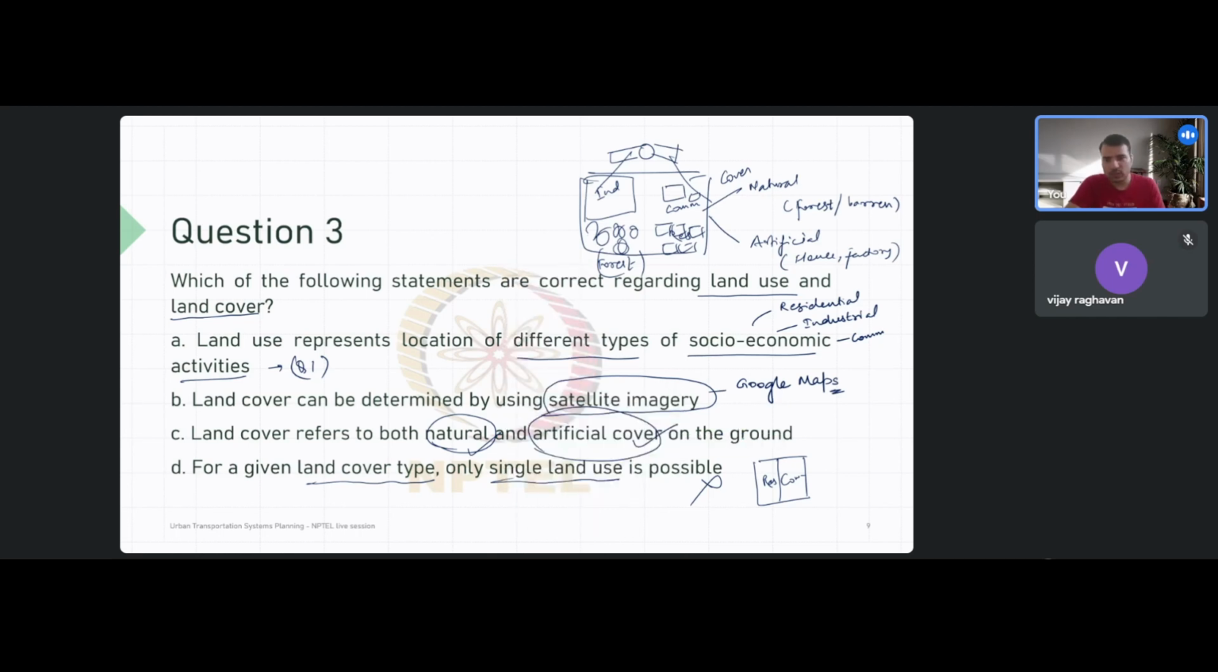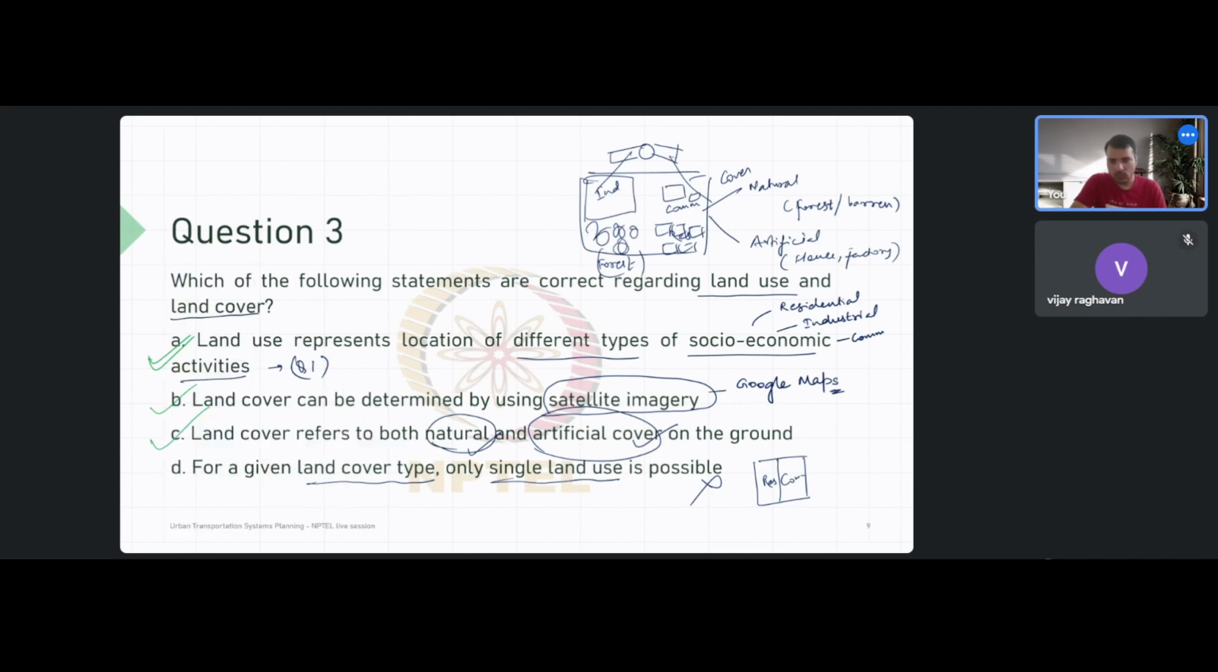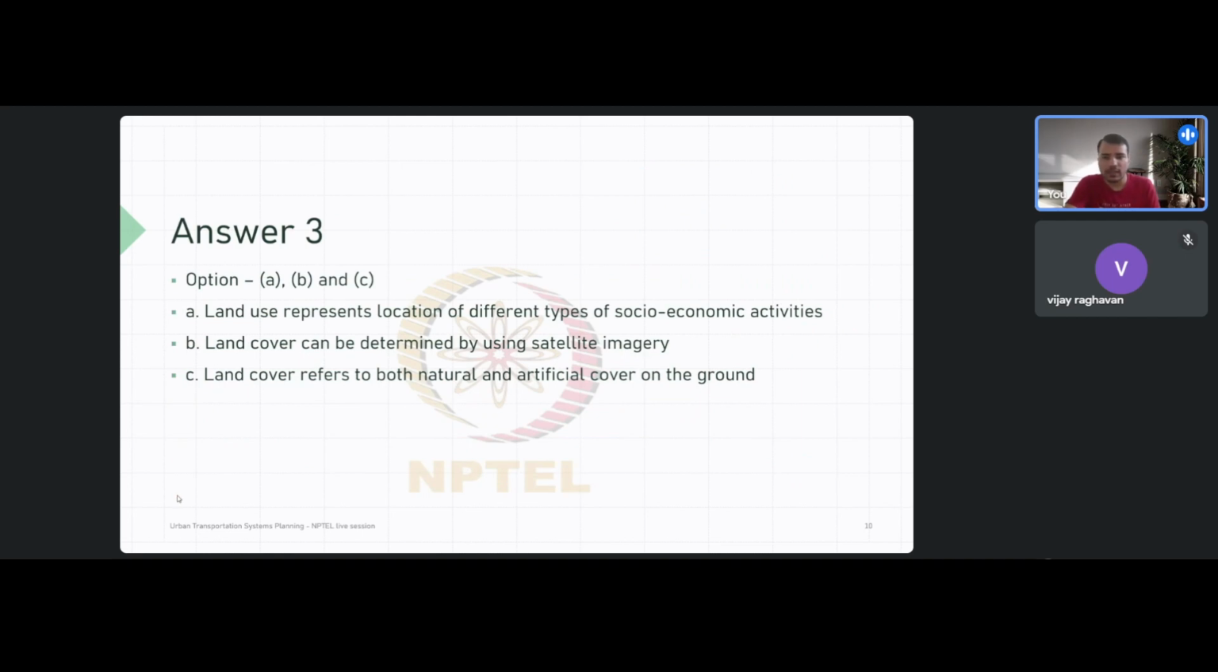So let's take the correct options. Option A is correct: with different socioeconomic activity, there can be different land use. Then if we have a city, we need to determine the land cover, and we can use satellite imagery. So B is correct. Then land cover refers to both natural and artificial cover. So C is correct. And finally we have D, which we can remove here. So D we can cancel. So A, B and C are correct.